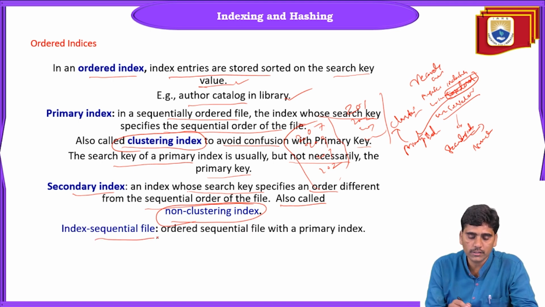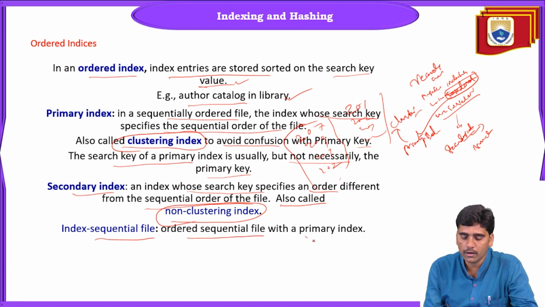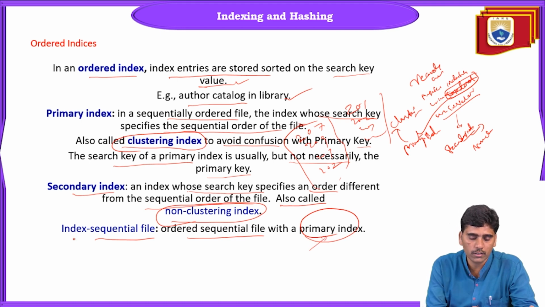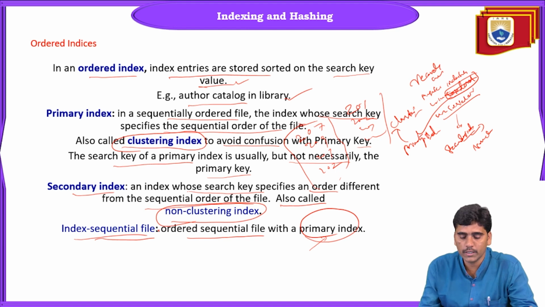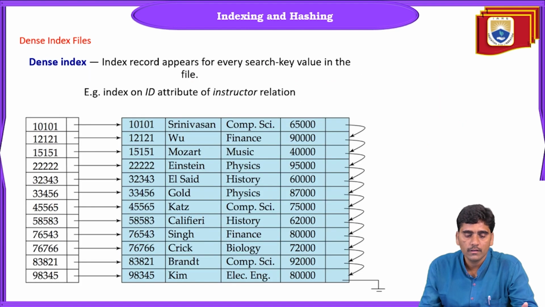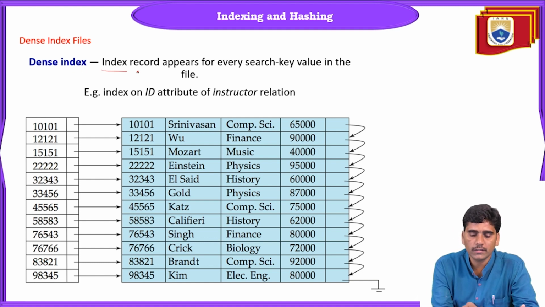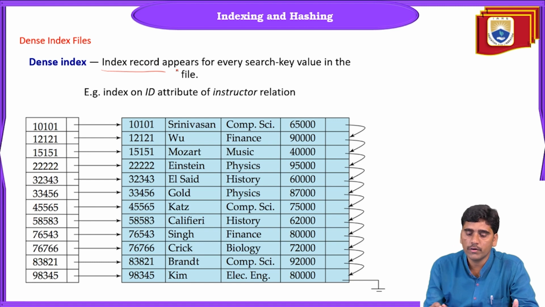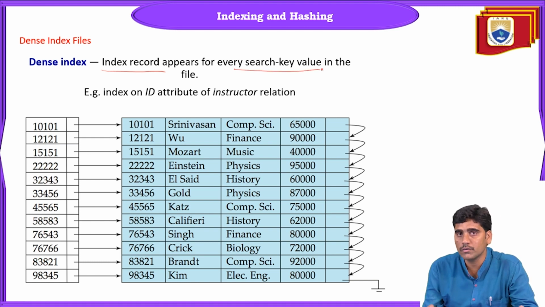And the index sequential file. An ordered sequential file with a primary index is called an index sequential file. And the second one, dense index files. In a dense index, an index record appears for every search key value in the file.